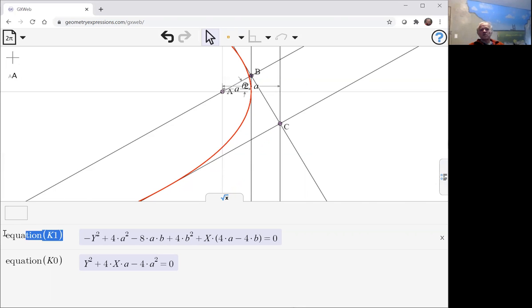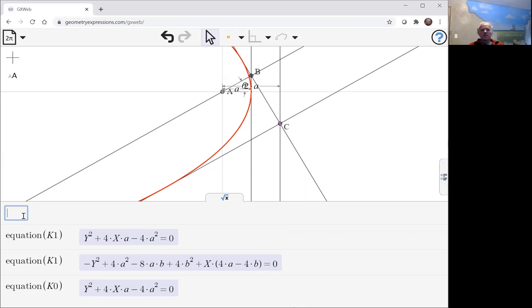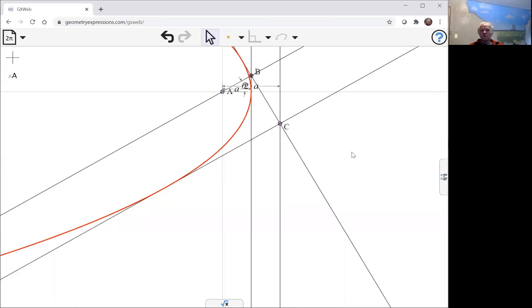And if we type in the equation, the request equation, the second one, we can observe they are, in fact, the same curve. So this gives us a way of having a system of two perpendicular lines which envelop the parabola.